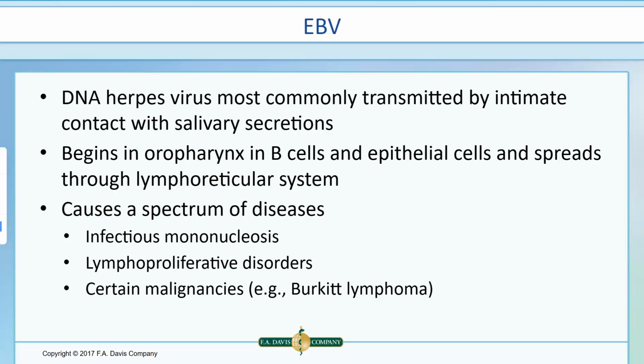EBV, or Epstein-Barr virus. It's a DNA herpes virus most commonly transmitted by intimate contact with salivary secretions. Begins in the oropharynx in B cells and epithelial cells and spreads through the lymphoreticular system. It causes a spectrum of diseases like infectious mononucleosis, in other words, mono, lymphoproliferative disorders, and certain malignancies such as Burkitt lymphoma. Getting the virus doesn't mean that you're going to get all of these. It means that you're likely to have one type of disease progression based on the type of EBV that you ended up getting and based on your immune status.